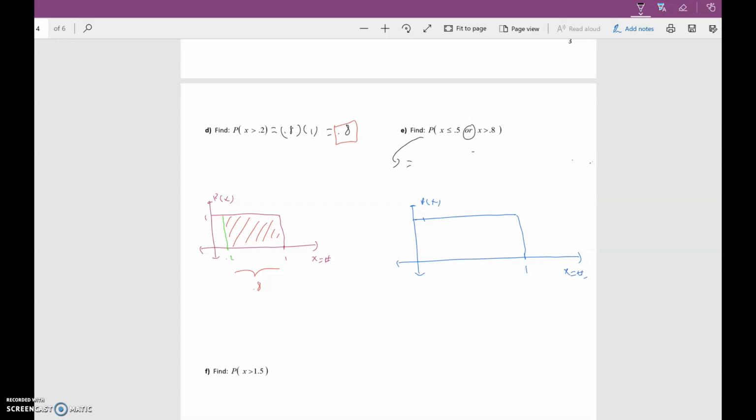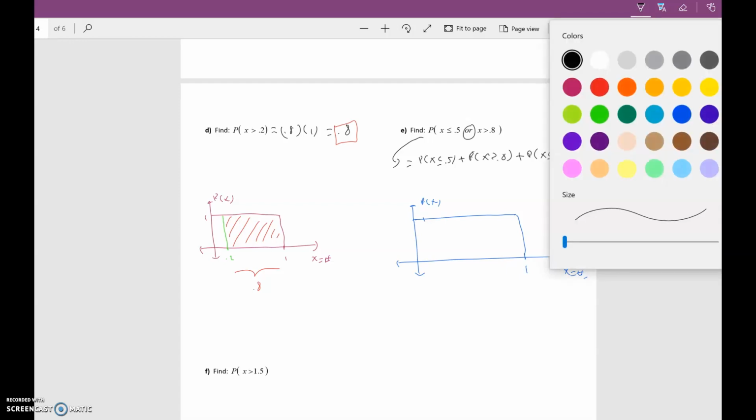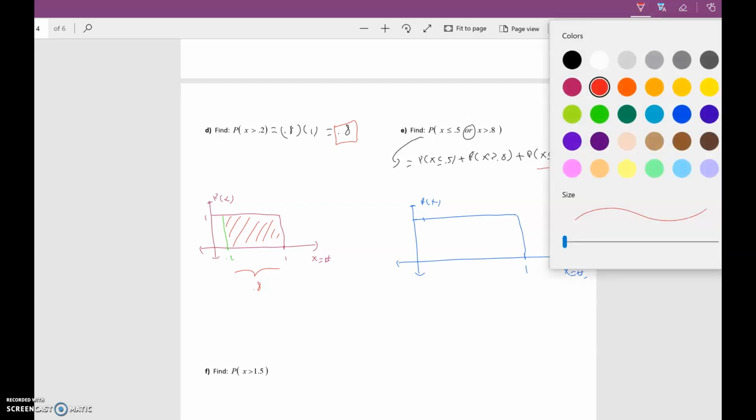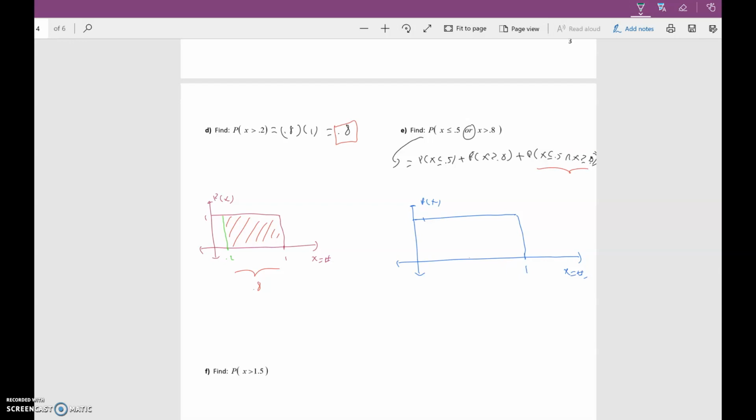Okay, so formula-wise, this is the probability that X is less than or equal to 0.5 plus the probability that X is greater than or equal to 0.8 minus the probability that X is less than or equal to 0.5 intersect X is greater than or equal to 0.8. This is the intersection, and I'm just using the formula from section 5.2. Now, less than or equal to 0.5, so that is 0.5, and less than or equal represents every value to the left. So this is going to be 0.5.